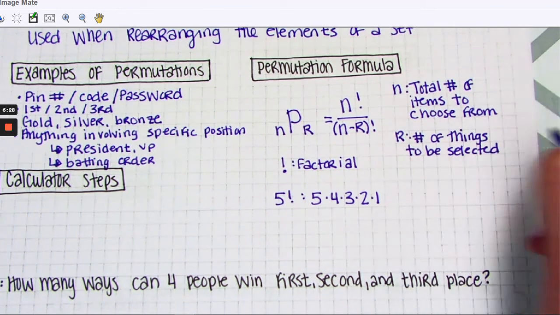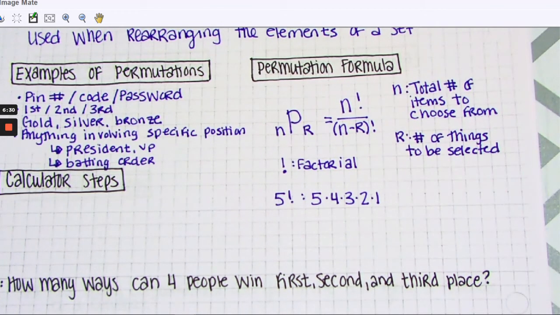So if I'm coming up with a PIN number for my debit card, I have 10 numbers to pick through, 0 through 9. Okay? I only need to pick 4 of those numbers. So N would be 10, because I have that many options. And then R would be 4, because I'm only picking 4. Okay?